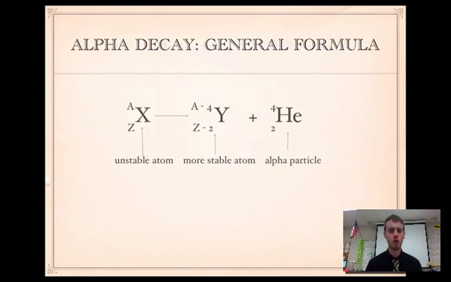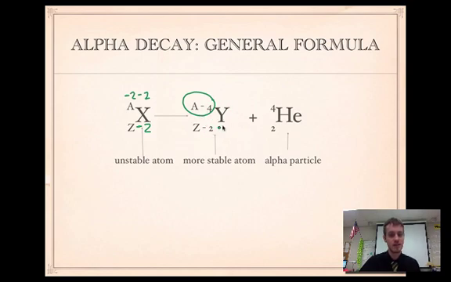Here's the general formula for alpha decay. You have an unstable atom, with my atomic mass, or my mass number, up here and my number of protons here. With alpha decay we lose 2 protons and 2 neutrons. So if I lose 2 protons and 2 neutrons that both come from my mass number, I'm going to subtract 4 from my mass number. And I lose 2 protons, so I'm going to subtract 2 from my number of protons.